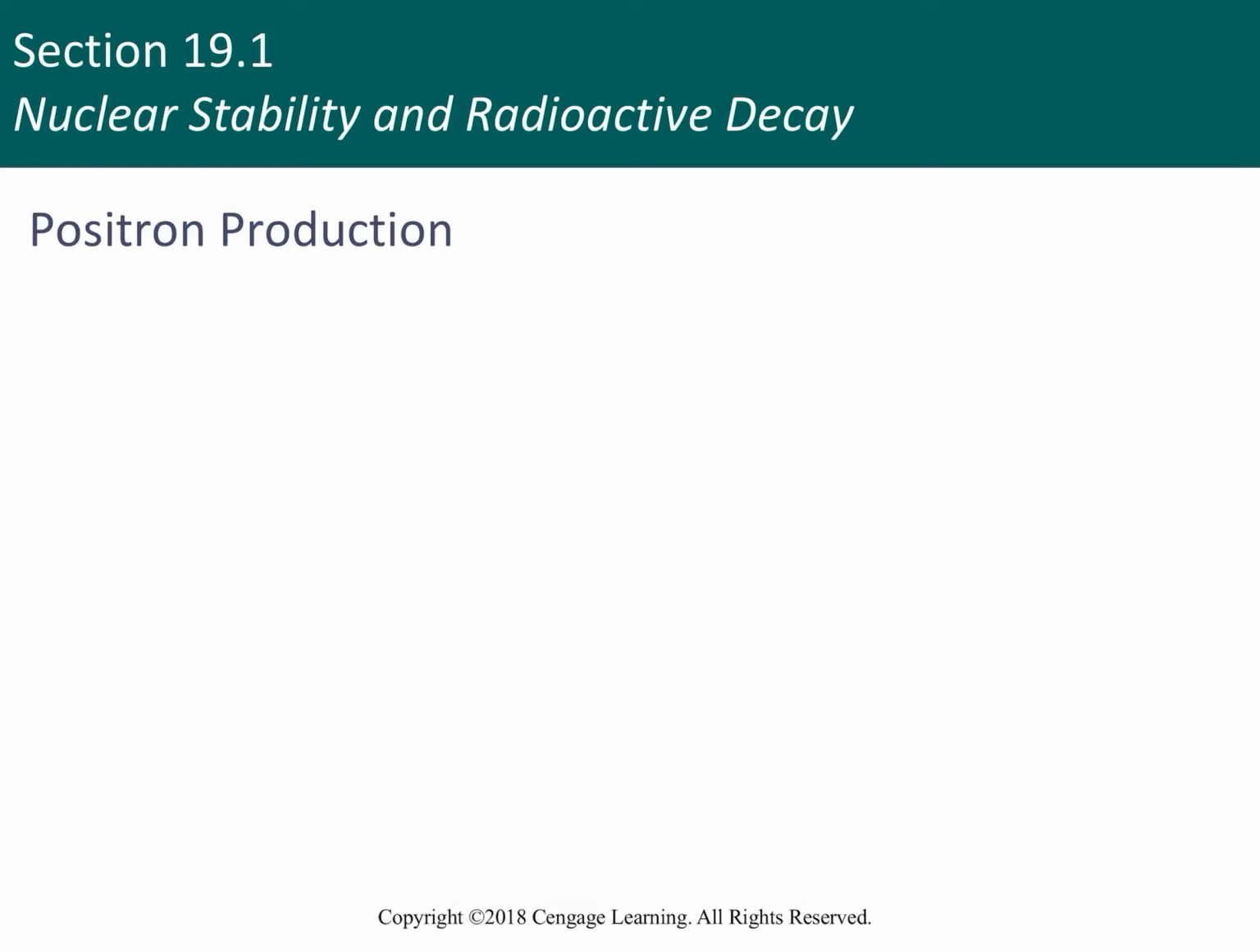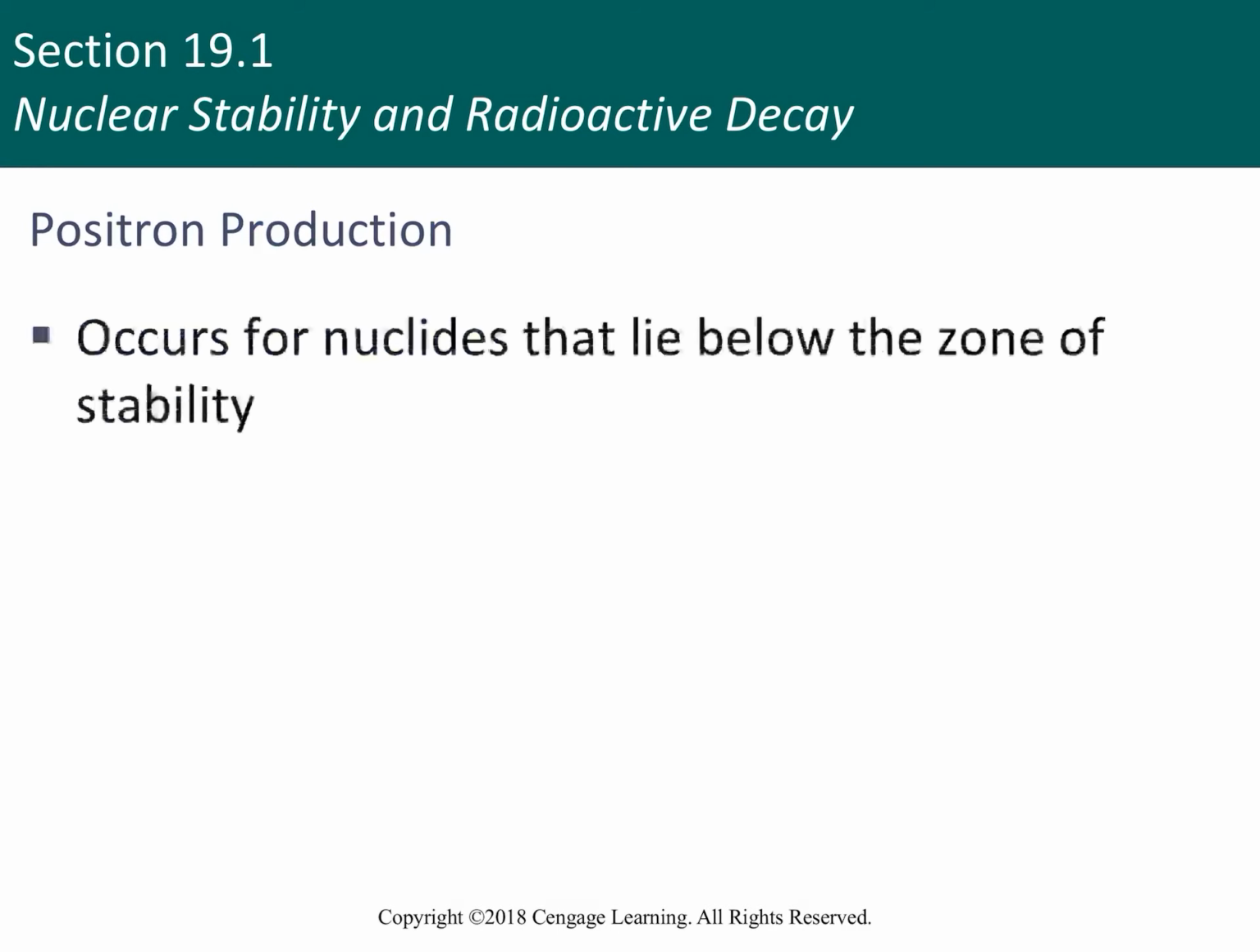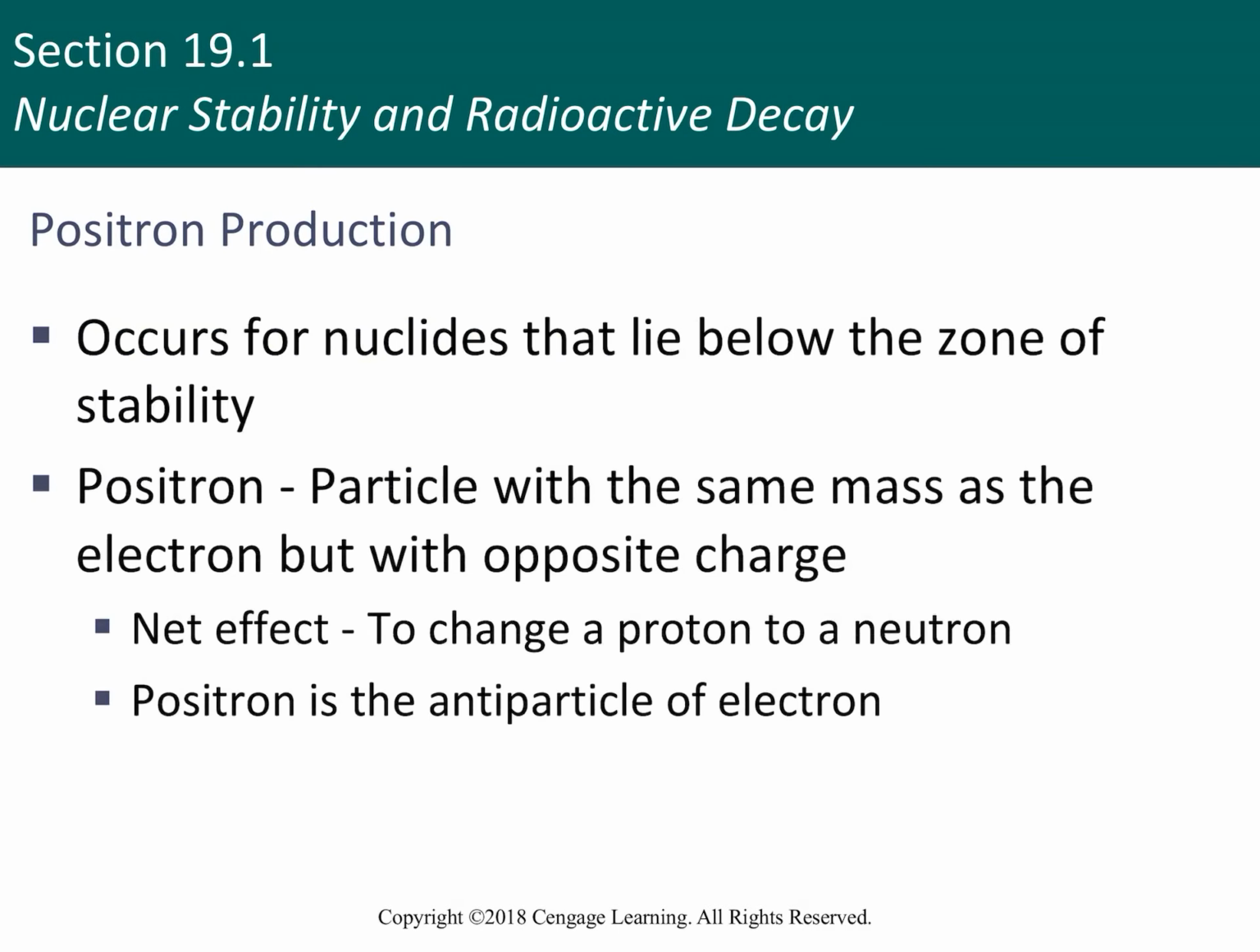Positron production. This occurs for nuclides that are below the zone of stability, those nuclides whose neutron to proton ratios are too small. An unstable nucleus emits a positron, an antiparticle of the electron. It has the same mass as an electron, but the opposite charge. If a positron collides with an electron, the two particles annihilate each other, releasing energy in the form of gamma rays. In positron emission, a proton is converted into a neutron and emits a positron.